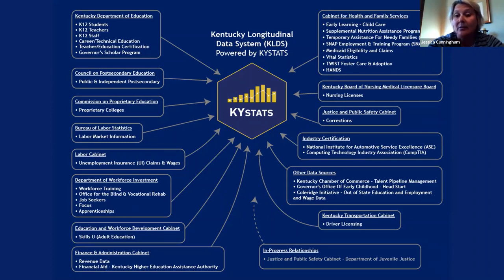We also have revenue, which gives the blind spot of those that are self-employed that might not be covered by UI. We have recently added our Cabinet for Health and Family Services data, which includes our SNAP, TANF, some of our early learning data, some vital statistics, and so forth. Many of you might know us as the Kentucky Center for Education and Workforce Statistics, KCEWS. But in July of 2018, we changed our name to the Kentucky Center for Statistics because we had gone beyond just the education and workforce linked data, as you can see in this slide.